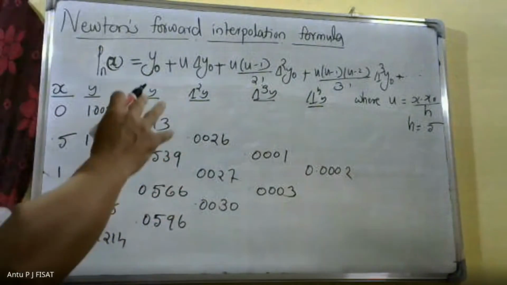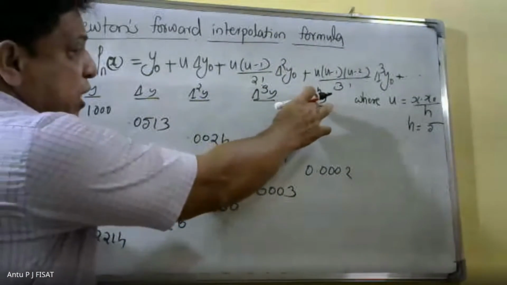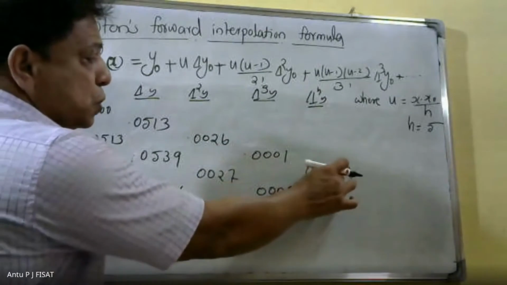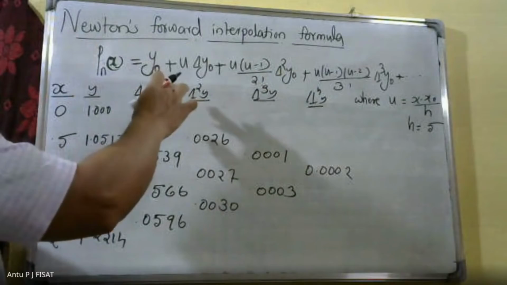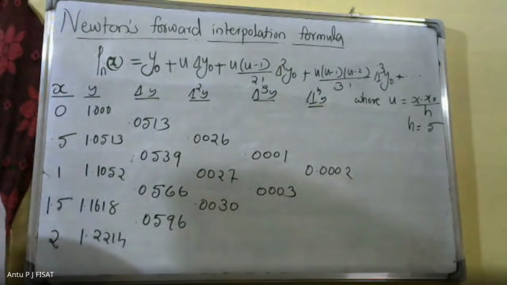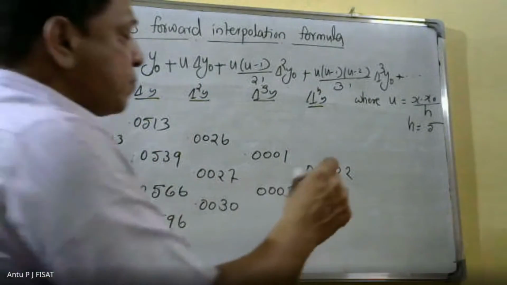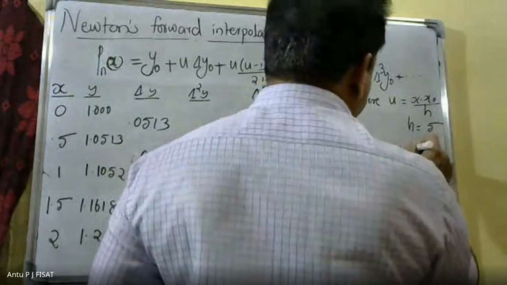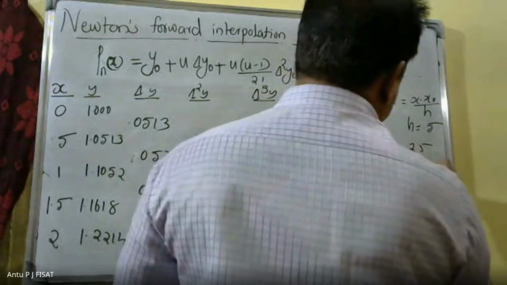This is the difference table. First you have to make the difference table. The last value will be delta raised to 4 y is equal to 0.0002. Then we can calculate the value when x is equal to 0.25, the corresponding value f of 0.25. We have to calculate, when x is equal to 0.25, what will be the value of f of 0.25.